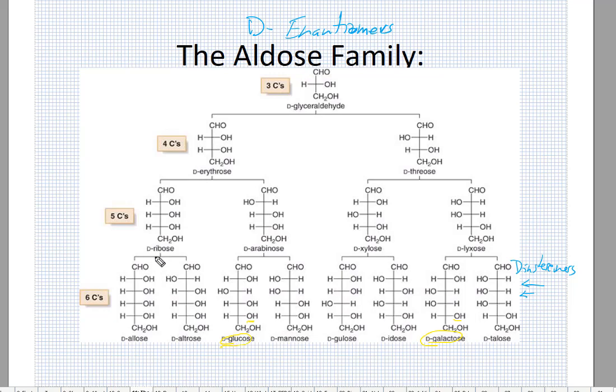One other that you should know, however, is ribose. And the reason for that is ribose, okay, it's an aldopentose. So, aldopentose. And maybe you're familiar with DNA or RNA. Right? Ribose is the ribose in ribonucleic acid or deoxyribonucleic acid. So that's where ribose comes in.